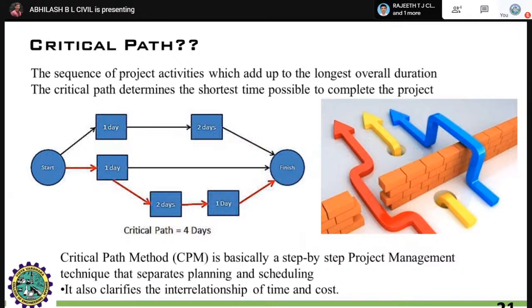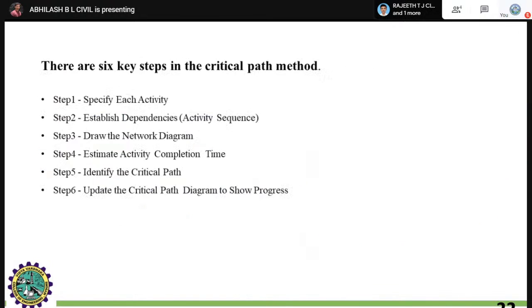That is critical path method, that is CPM, is basically a step-by-step project management technique that separates planning and scheduling. It also clarifies the interrelationship of our time and overall cost. There are some objectives like early start time, early finish, late start, late finish. Like this, some of the activities are going to take place in these graphs.